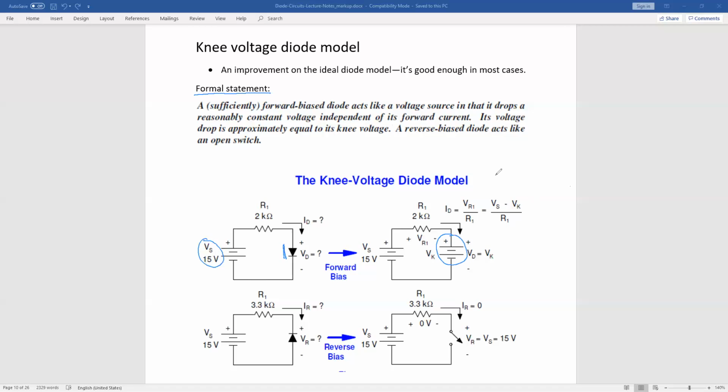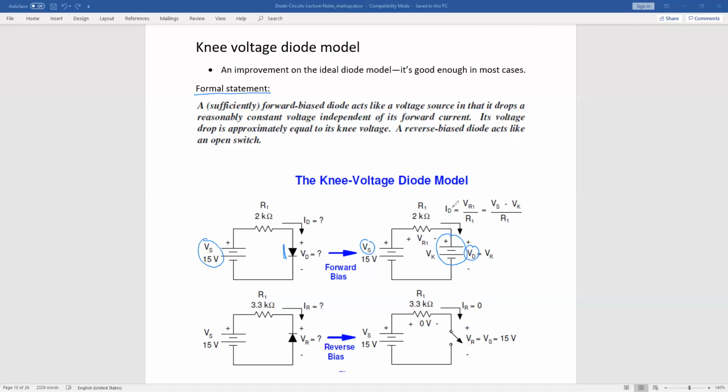So instead, we're just going to have this VR. So this is our voltage across the resistor, and that value is going to be equal to our voltage source minus whatever our diode voltage is, and that's going to be equal to the knee voltage, because once we have a sufficient voltage applied, that diode voltage is going to stay consistent at about the knee voltage value for whatever that diode material is.